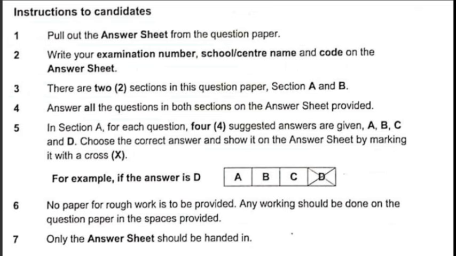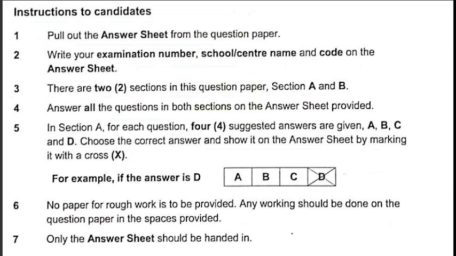Then you need also to write the school center name. You write the exact name of your school, and the code. I'm sure they will provide you with a code. It's usually 4 numbers. So you write that on the answer sheet. The third one is there are 2 sections in this question paper, section A and B. They are just telling you what this paper contains.